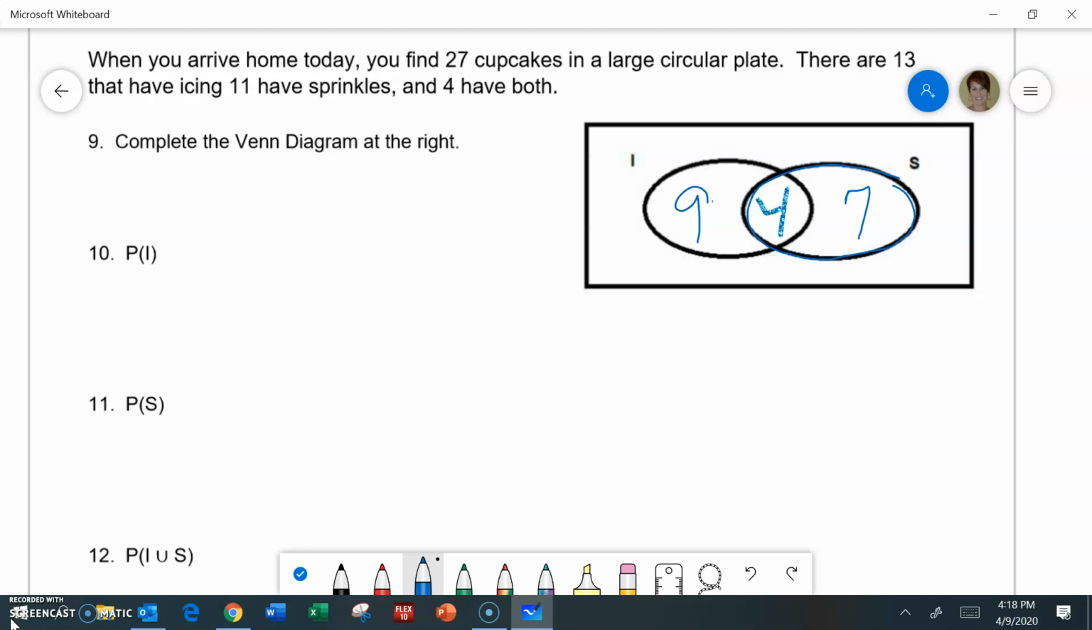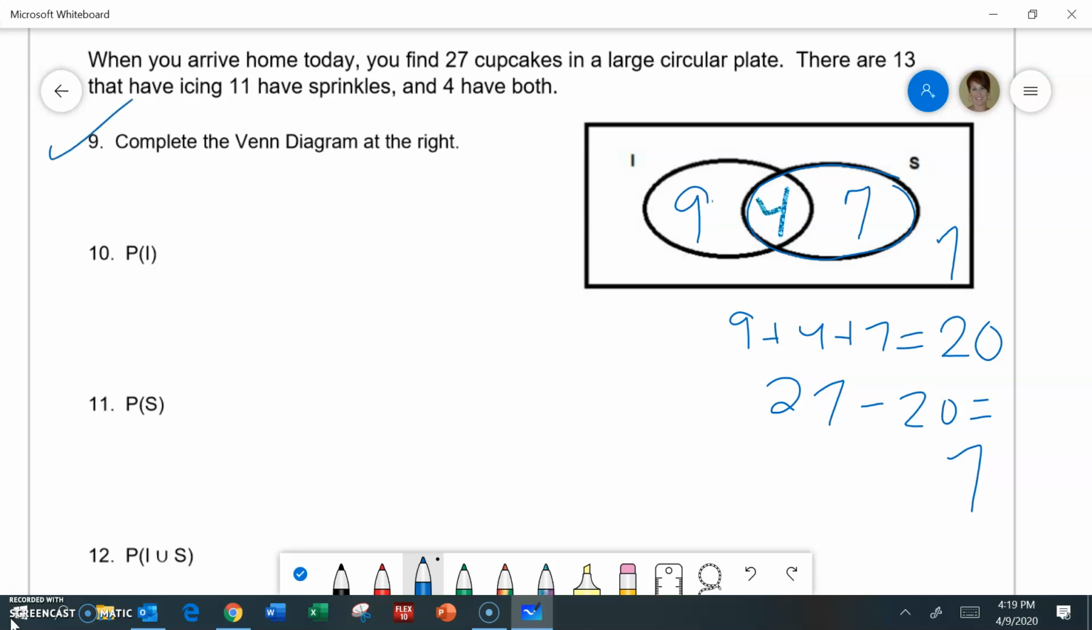And then if you add the 9, the 4, and the 7, that's going to give us 9, 10, 11, 12, 13. That's going to give us 20. And then since there were 27 total cupcakes, that's how we get what's left outside. So obviously some are plain, and some people like just the plain old cake by itself with nothing on top, okay? So number 9, we can mark off our list. There is your Venn diagram.